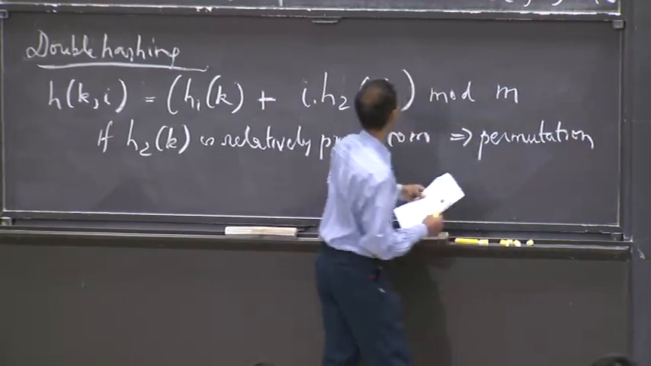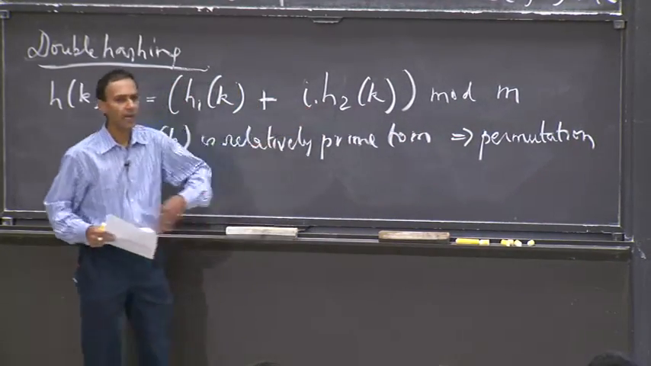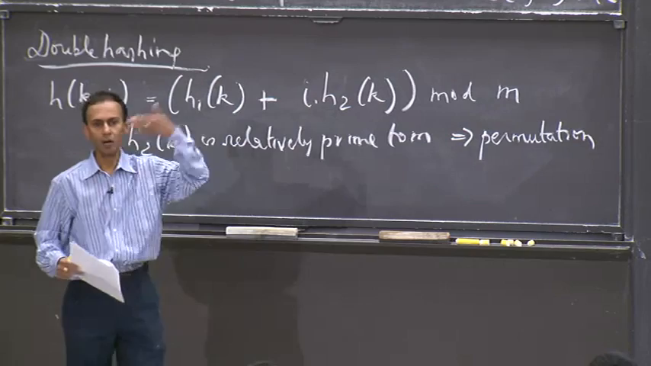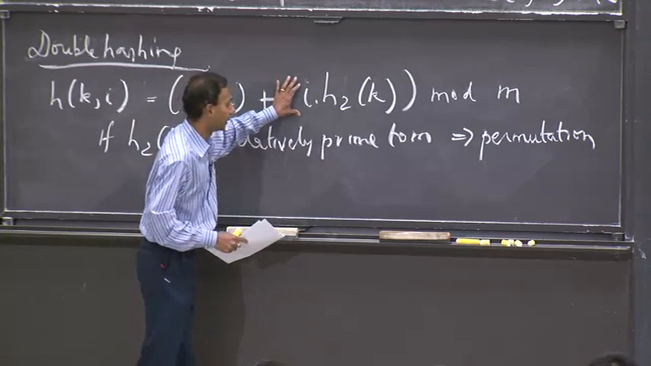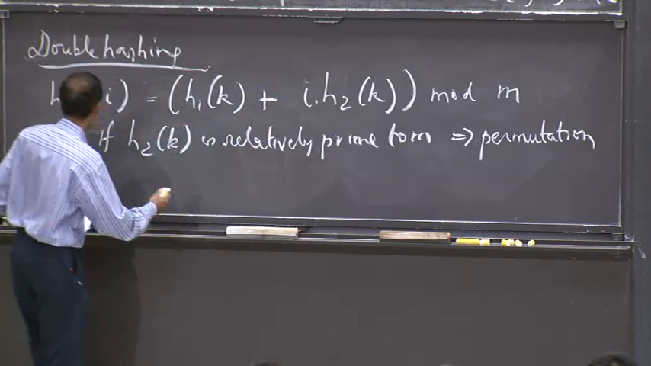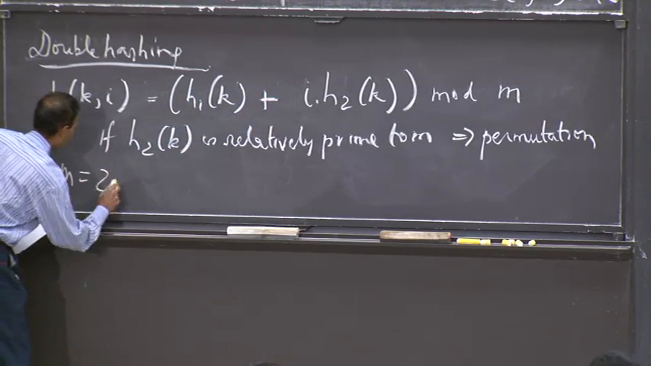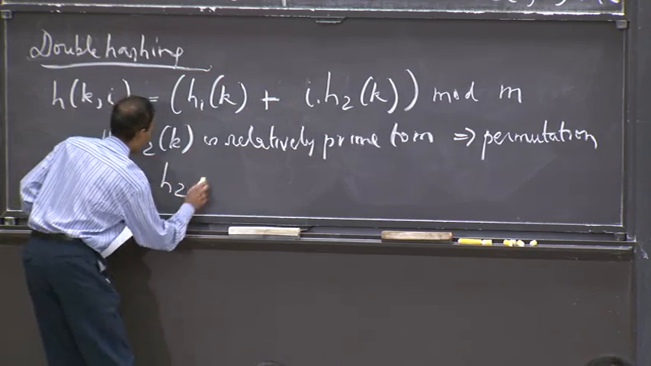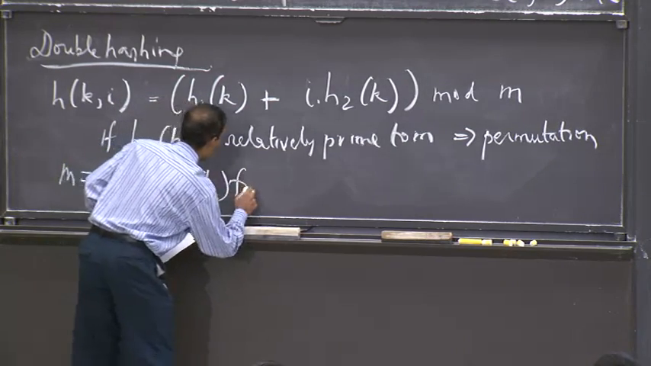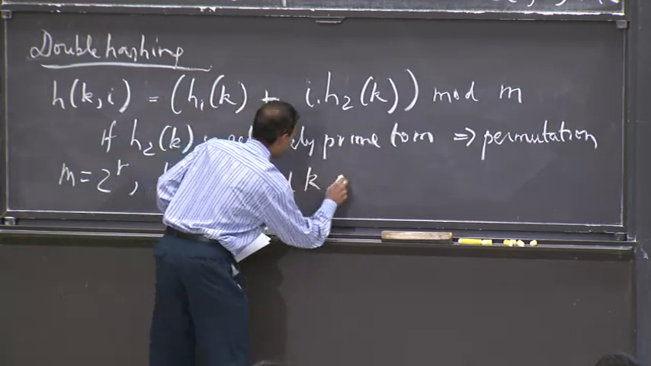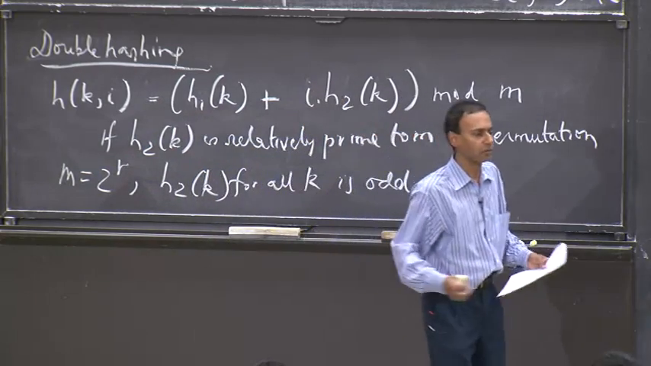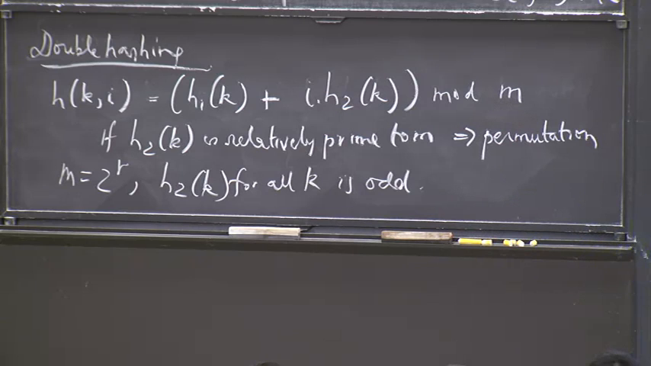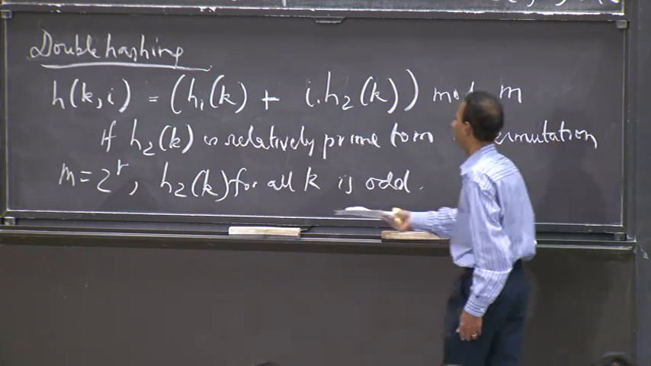It's similar to what we had before. You're multiplying by i, which keeps increasing, and you're going to roll around. You can do a proof of it, but I'm not going to bother. The important thing here is that you can now do something as simple as m equals 2 raised to r, and h2(k) for all k is odd. And now you're in great shape. You can have your array be 2 raised to something, which is what you really want.